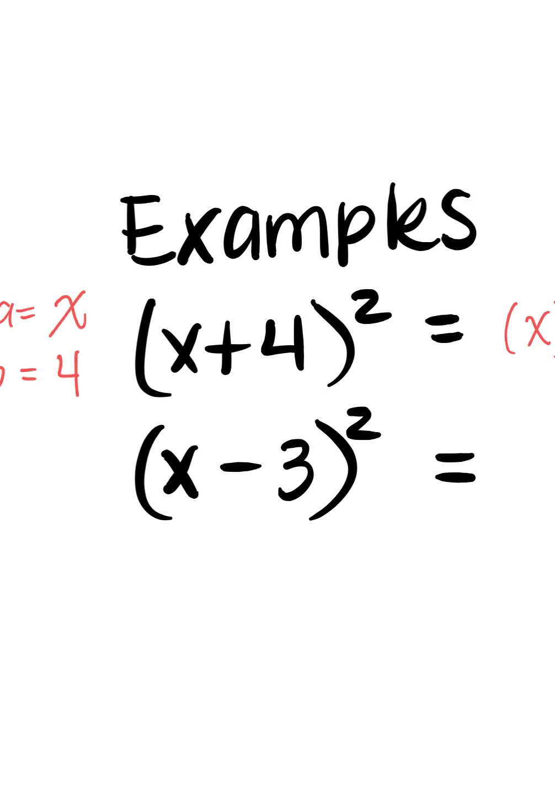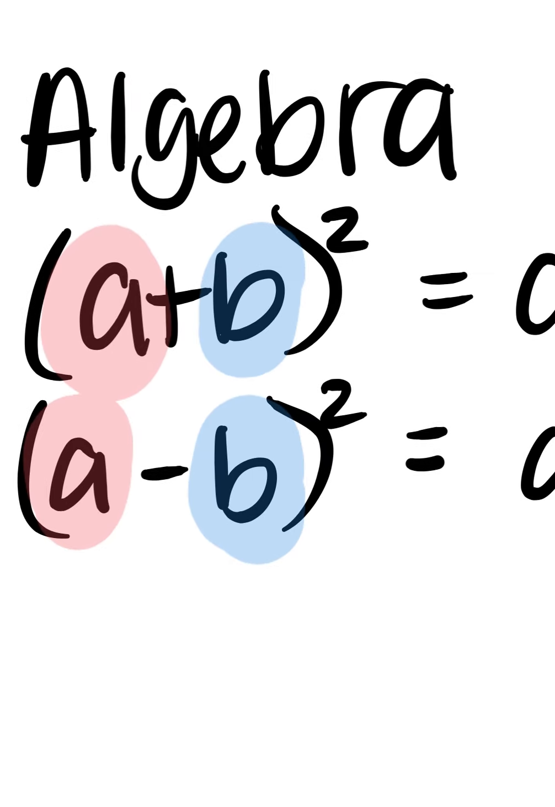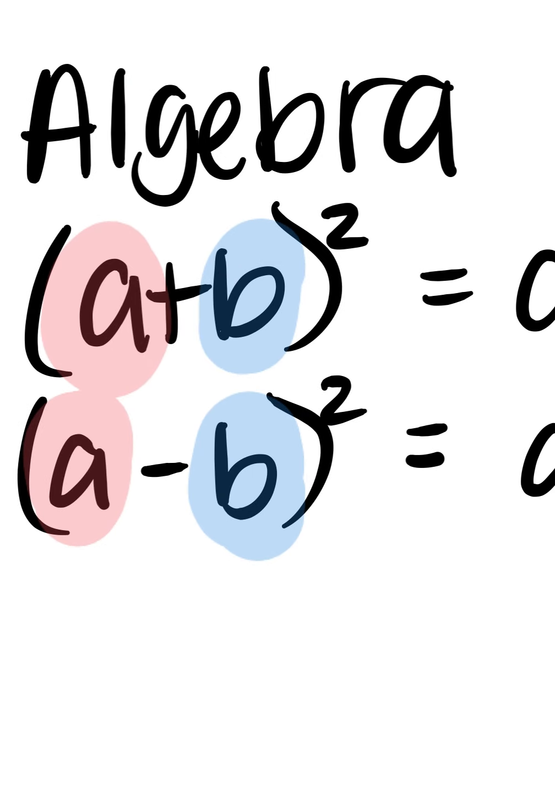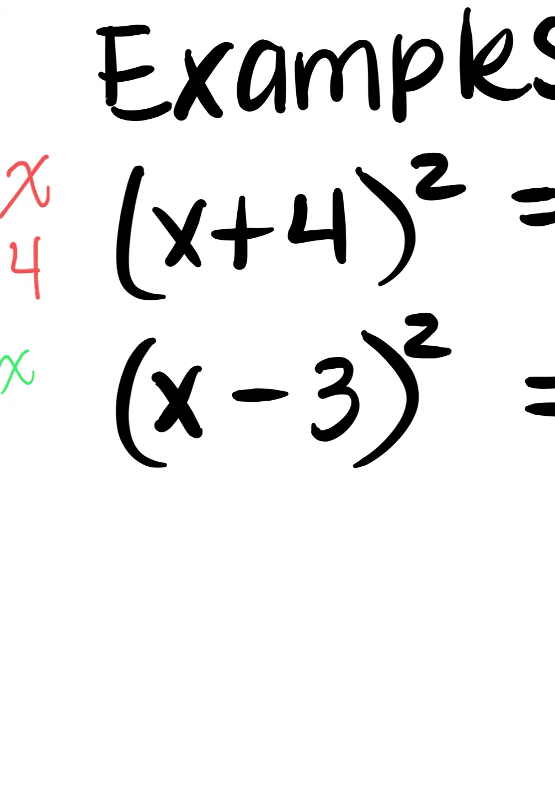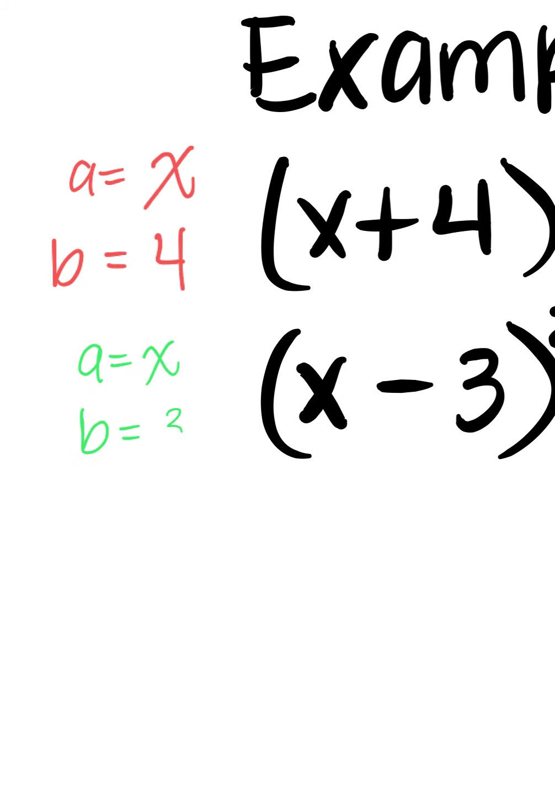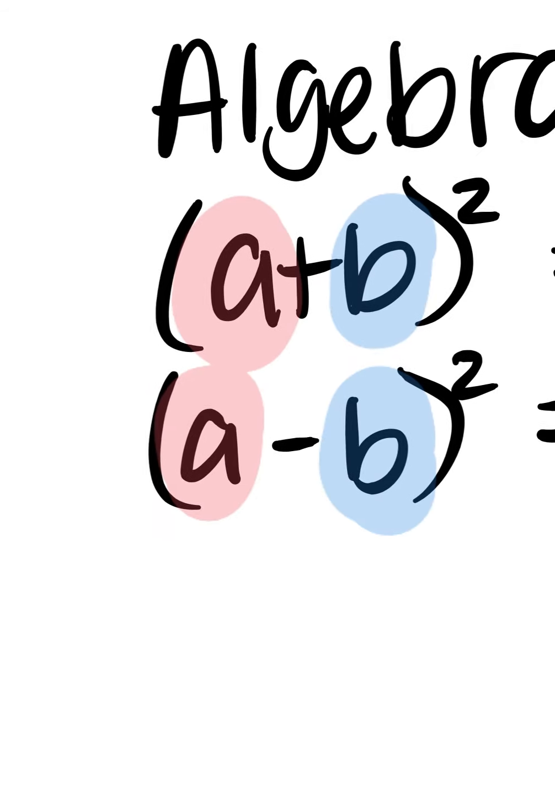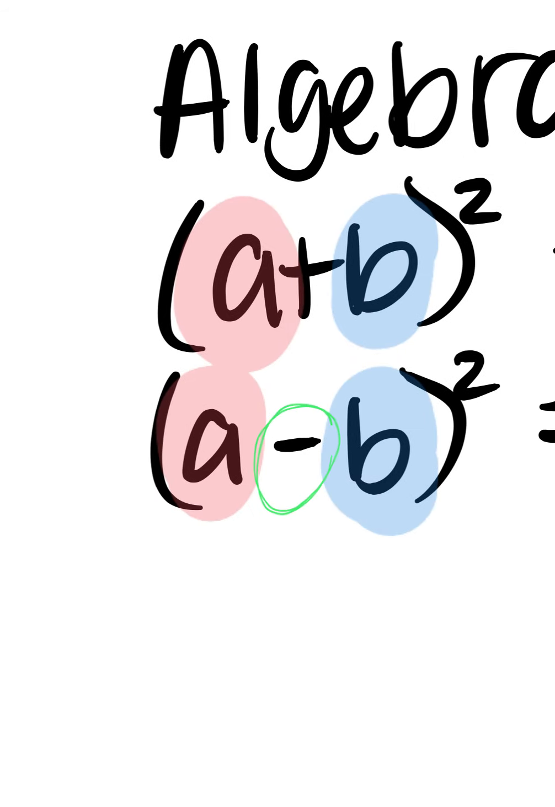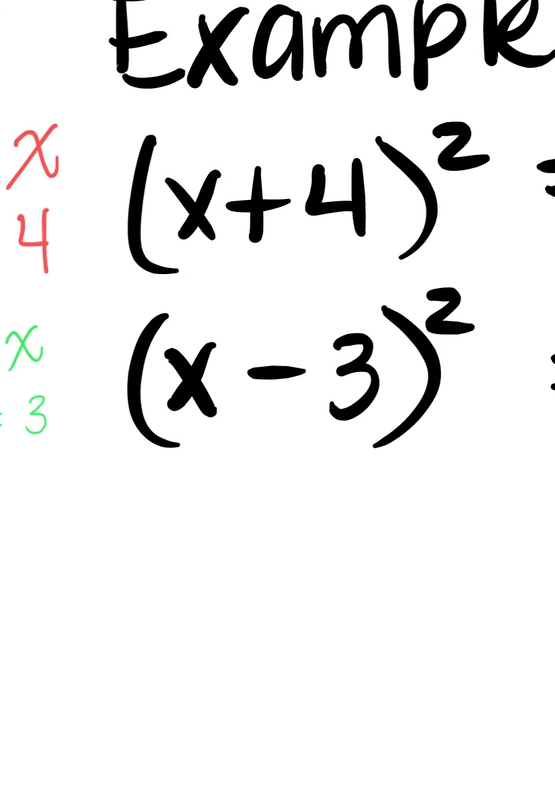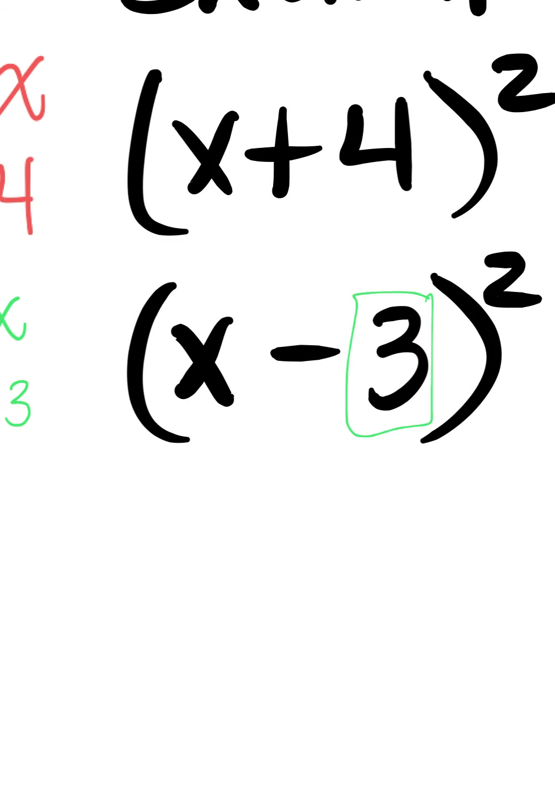So let's take x minus 3 squared. What's my a? X. What's my b? It's tricky. It's not negative 3. Notice how it's a minus b. It's already accounting for the minus in the formula, so b is actually positive 3. B is just the positive portion of it.